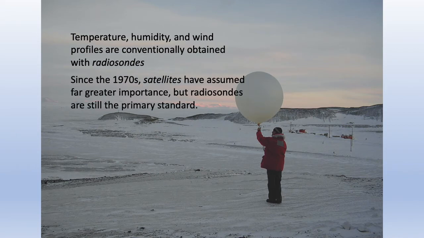Since the 1970s, satellites have assumed far greater importance around the world for measuring temperature and humidity and other variables because you can obtain measurements of temperature and humidity in places where you don't have people on the ground launching balloons. But radiosondes are still the primary standard to use to say, for example, compare with satellite measurements and determine how well your satellite estimates are actually doing.